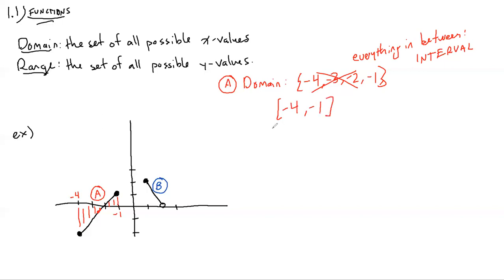And you'll notice I use these square brackets here. The square brackets, remember what they mean, is that we are including the endpoints.